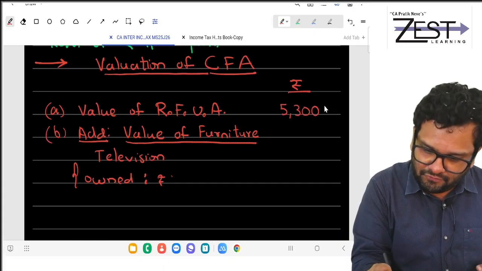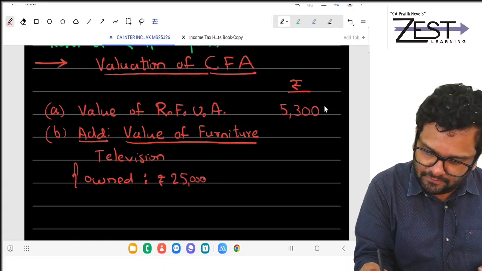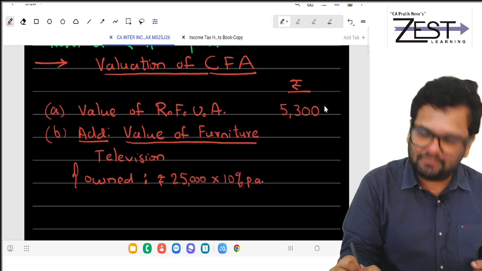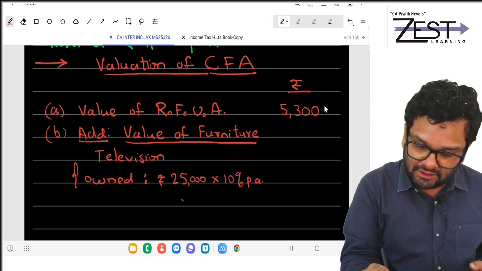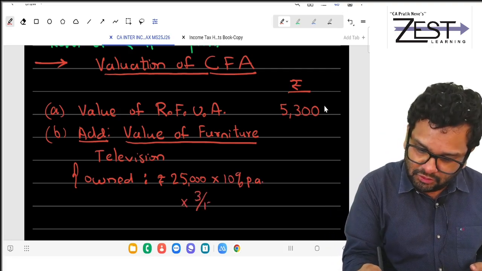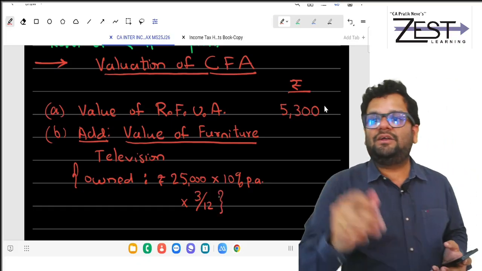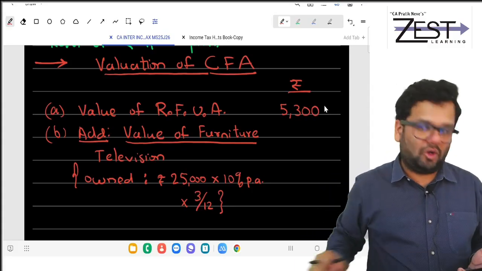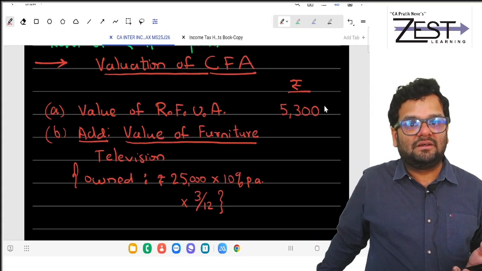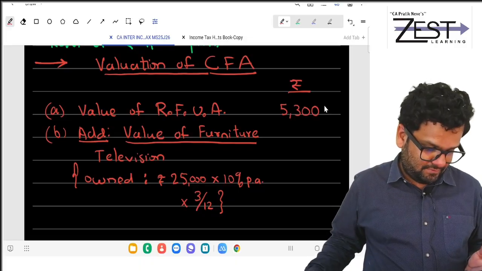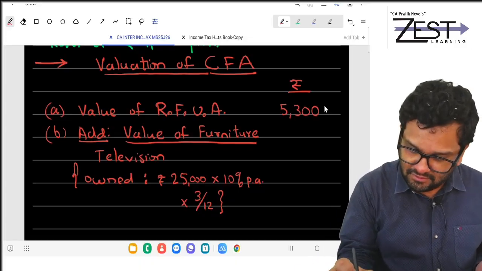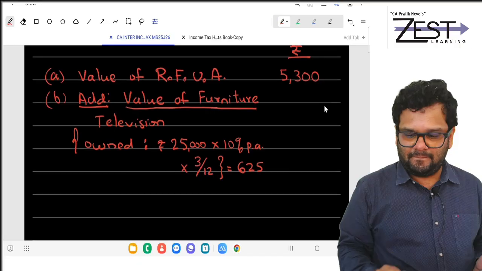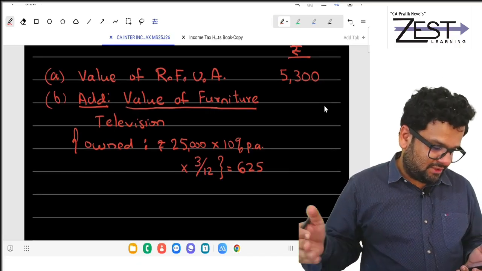25,000 into 10% per annum. By the way, 10% is per annum, into 3 by 12. They have reminded you that the TV is given on 1st Jan. Not even 1st November, 1st Jan. How much? 625. So that overall furniture I will take outside.